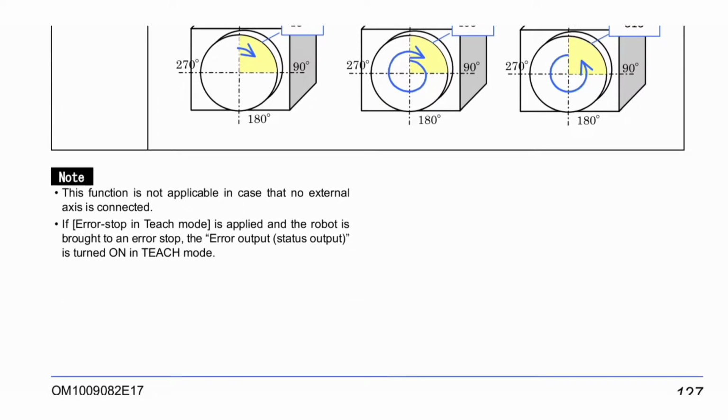Note, this function is not applicable in case no external axis is connected. If error stop in teach mode is applied and the robot is brought to an error stop, the error's output, status output, is turned on in teach mode.